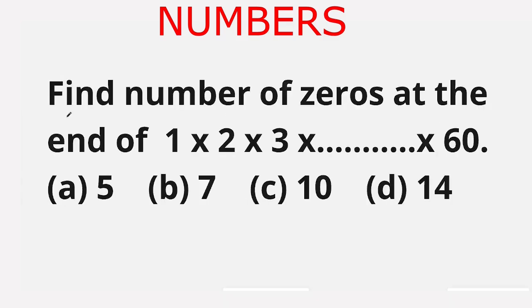Our question is, find the number of zeros at the end of 1 multiplied by 2 multiplied by 3 multiplied by up to 60. The given options are option A 5, option B 7, option C 10, option D 14.